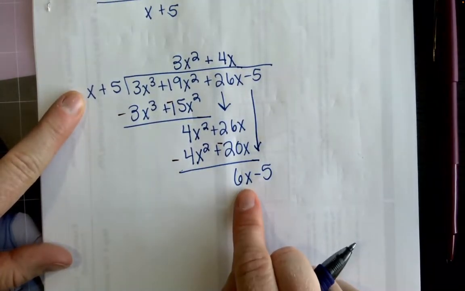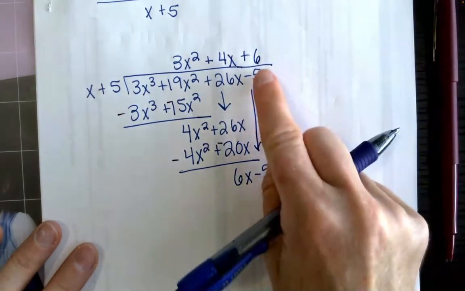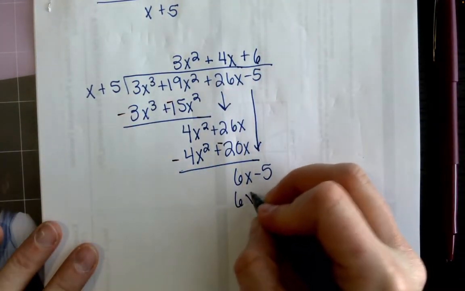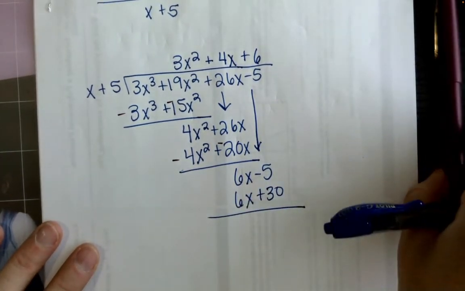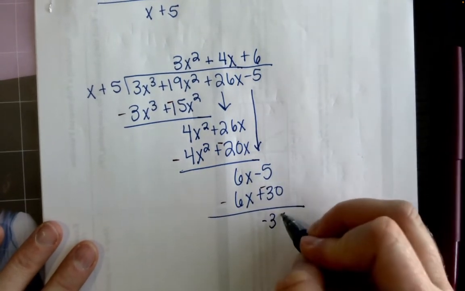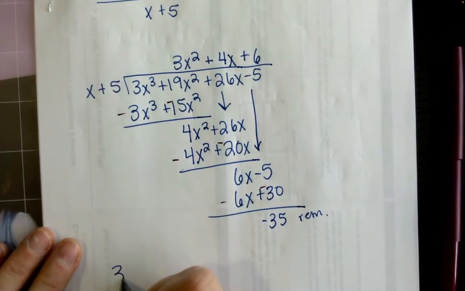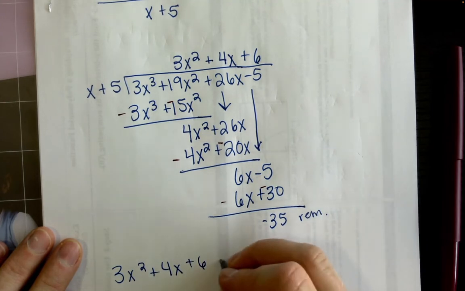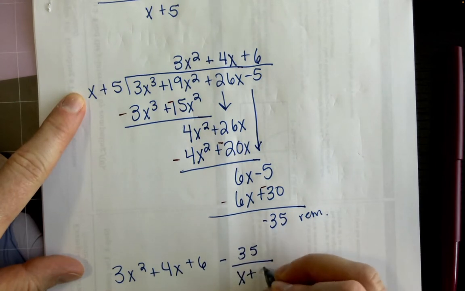X times what gets 6x, and that would be a 6. 6 times x is 6x. 6 times 5 is 30. Subtract. Those zero out, we get negative 35. So this is our remainder. So this is going to be 3x squared plus 4x plus 6 minus 35 over what we're dividing, our divisor.